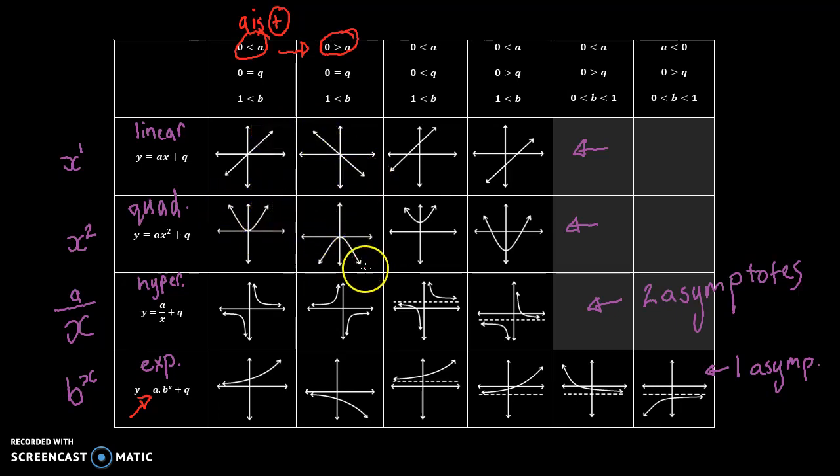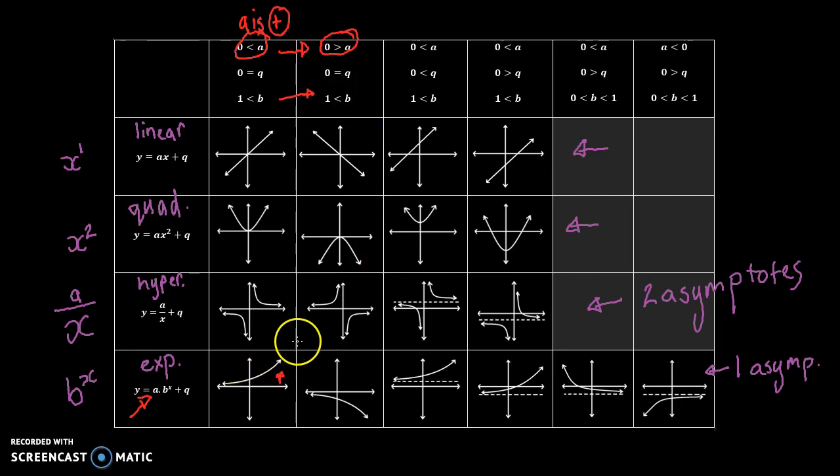When a is negative, it frowns. When a is positive, the hyperbola is in the first and third quadrants, but when a is negative, it's in the second and fourth. And lastly, when a is positive, the function is above the asymptote of the exponential function, and when it's negative, it's below the asymptote.